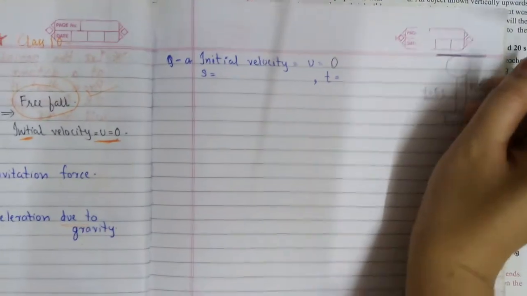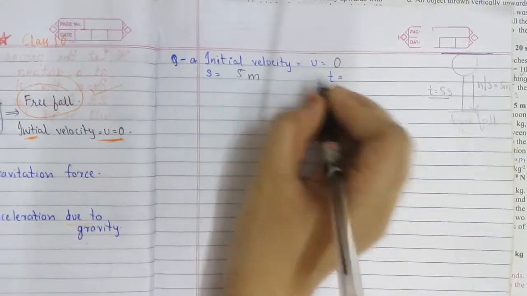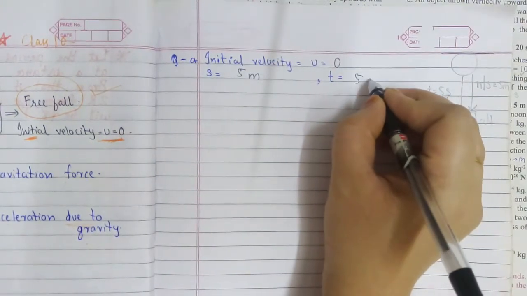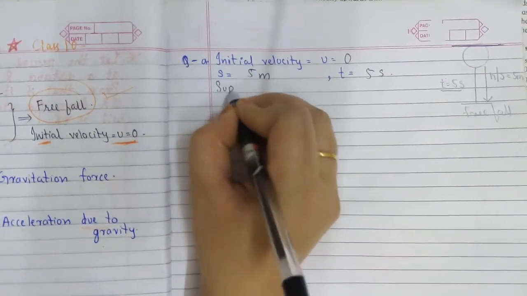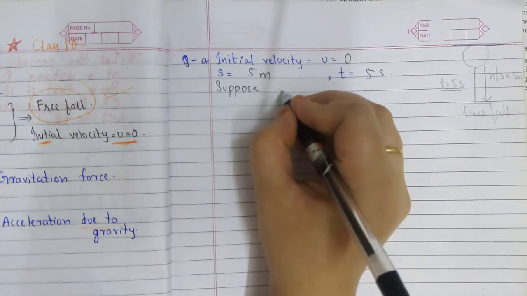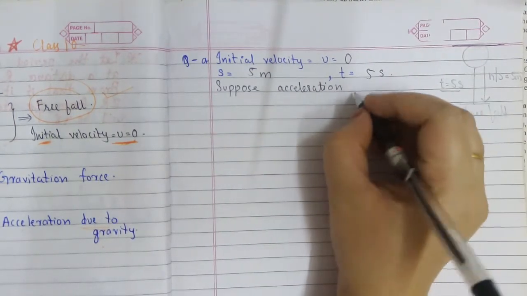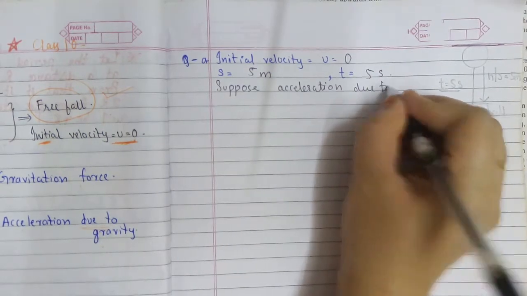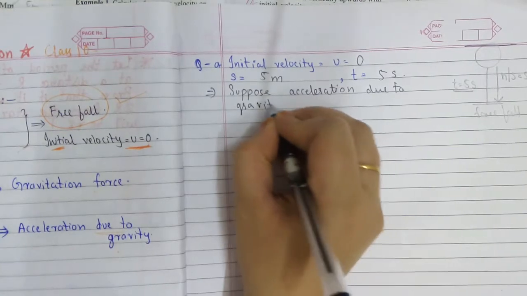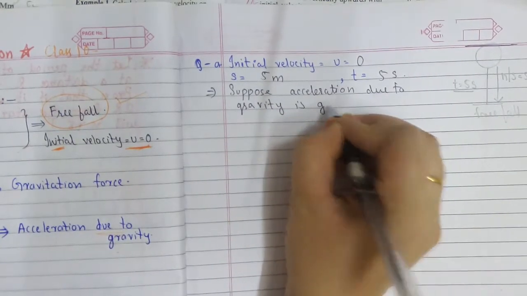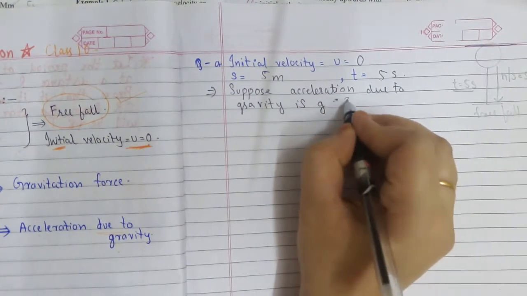All right, so u is equal to 0, s or height is 5 meters, and time is given as 5 seconds. Here we will write one sentence: suppose acceleration due to gravity is g. Here we are supposing that g is the acceleration due to gravity because we have to find out this only.